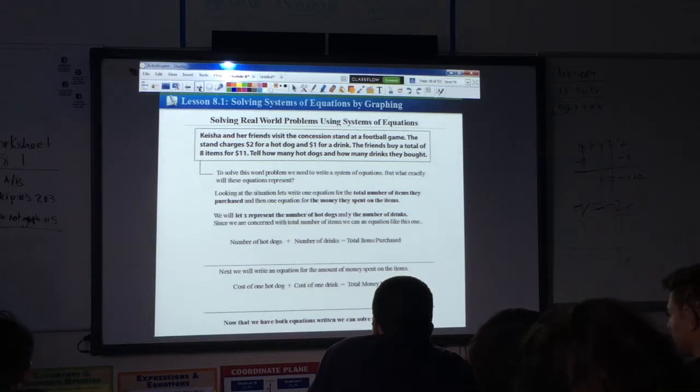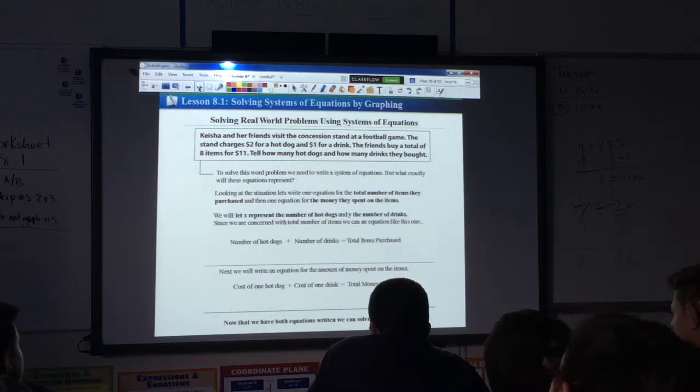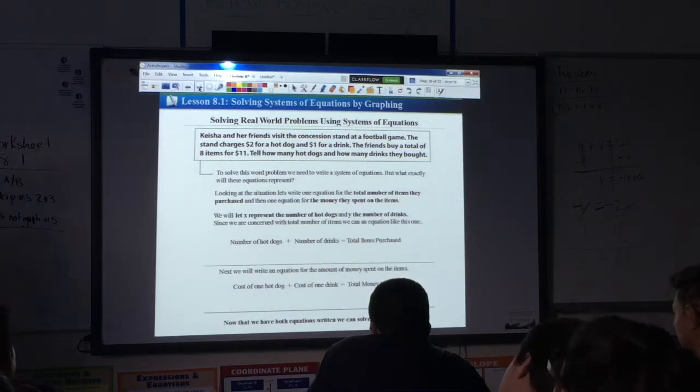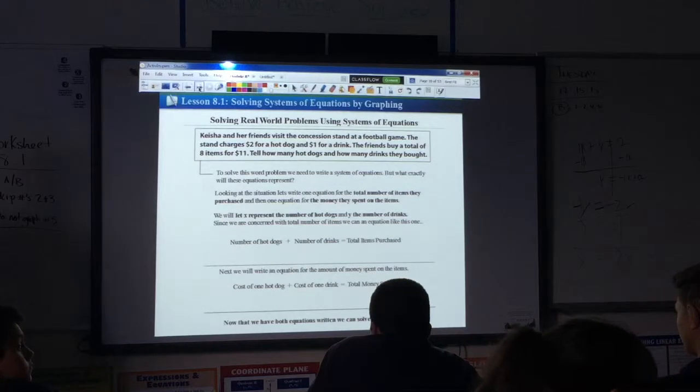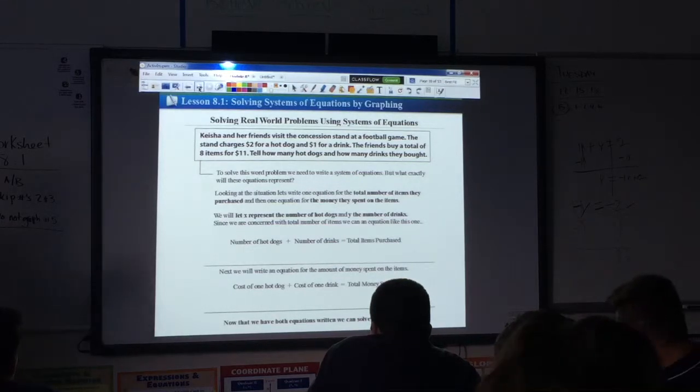Keisha and her friends visit the concession stand at a football game. The stand charges $2 for a hot dog and $1 for a drink. The friends buy a total of $8. Tell them how many hot dogs and how many drinks they bought.